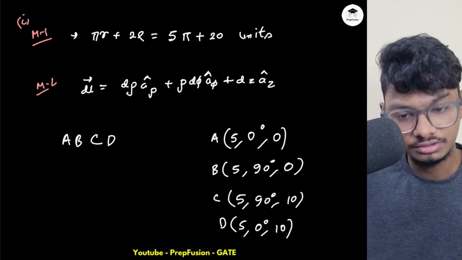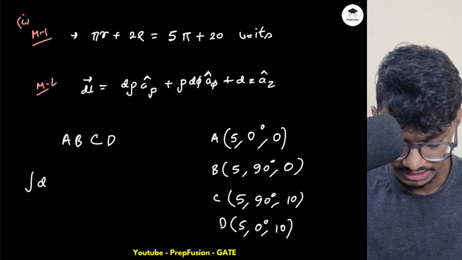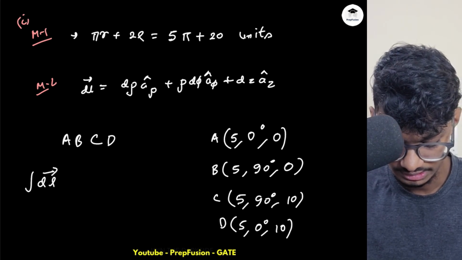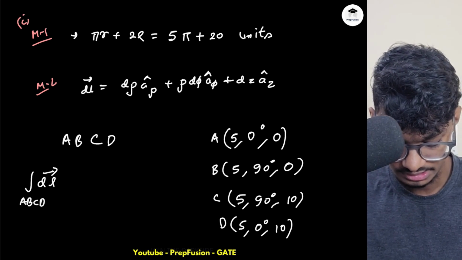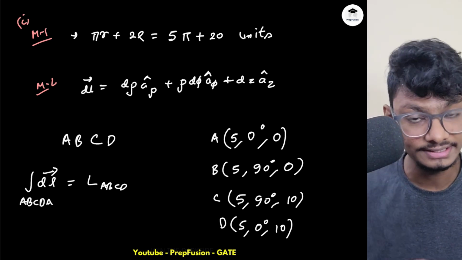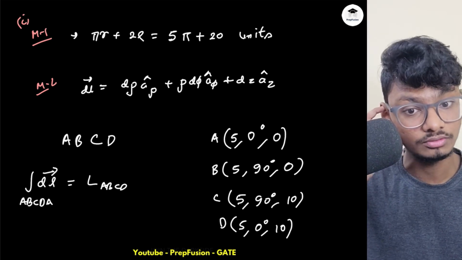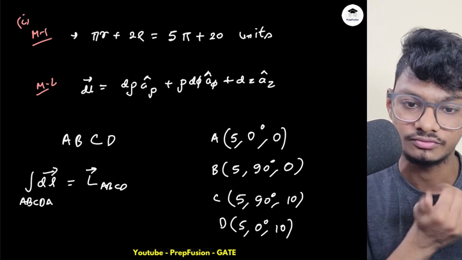Now we just need to find the length. How do I find the length of ABCD? I have to integrate this dl vector over the whole loop ABCDA to get back my length. I just need to find the magnitude, because I will get a vector.